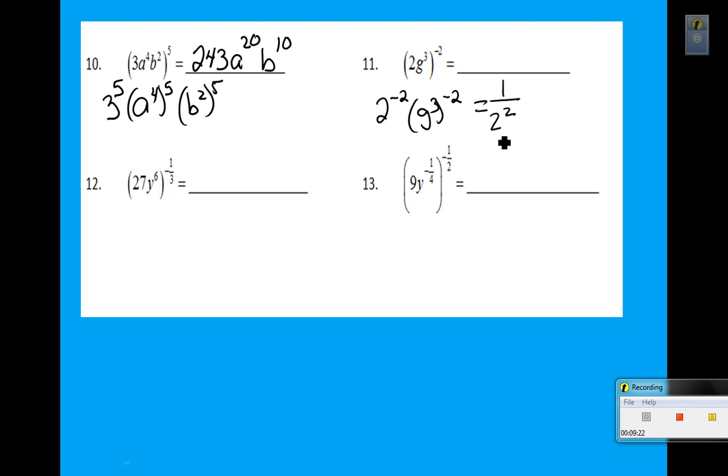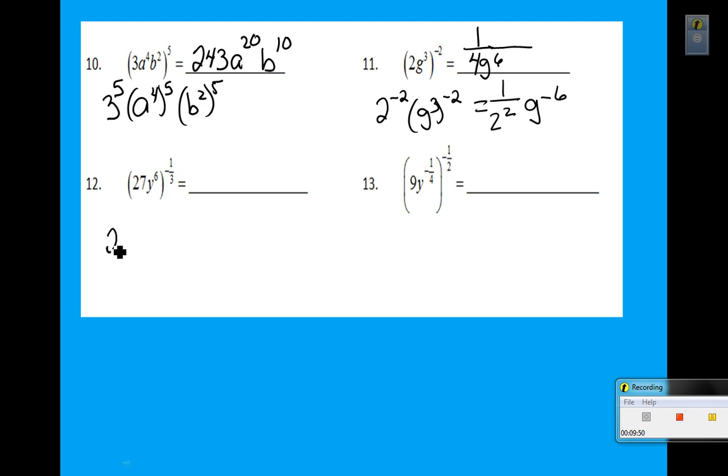And 2 squared is 4, so this becomes 1/4. Now this g cubed to the negative 2nd, that's really g to the negative 6th. Since that's a negative exponent, I'm just going to put that in the bottom with that 4. So that's all there is to it. If I got you a little confused on that one, here's number 12.